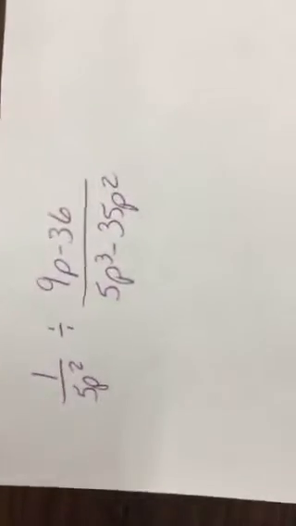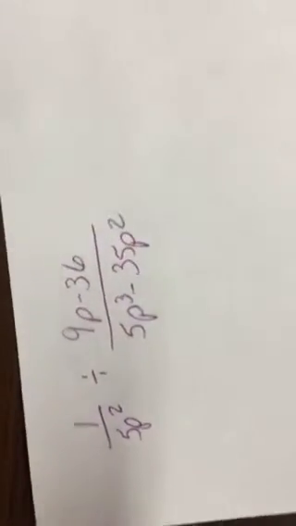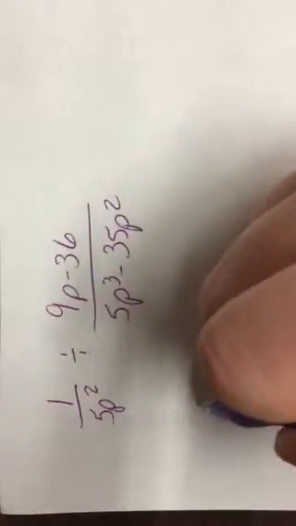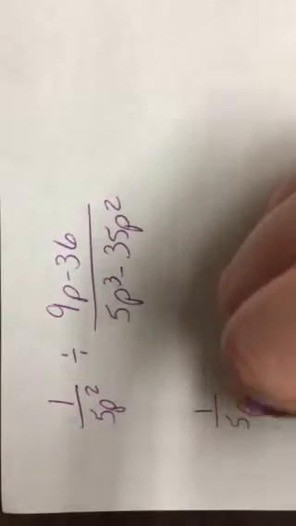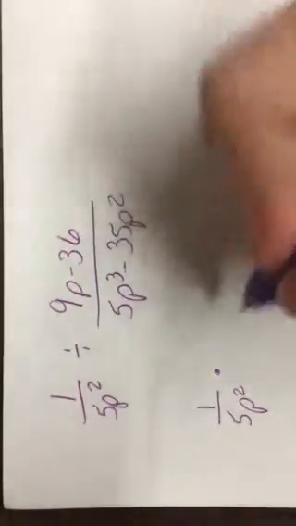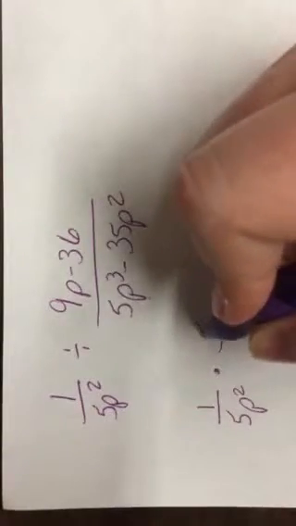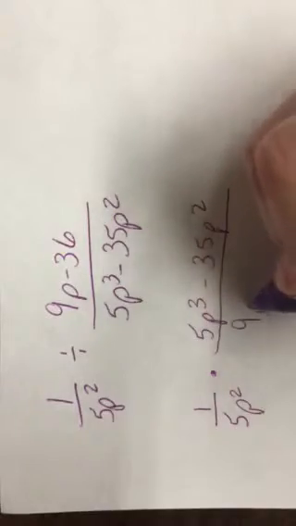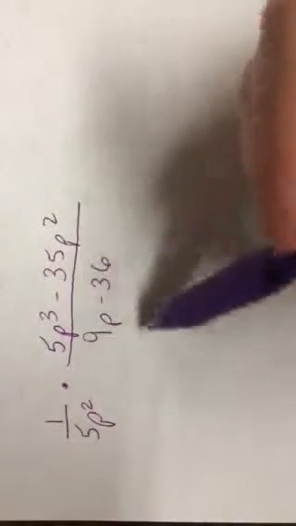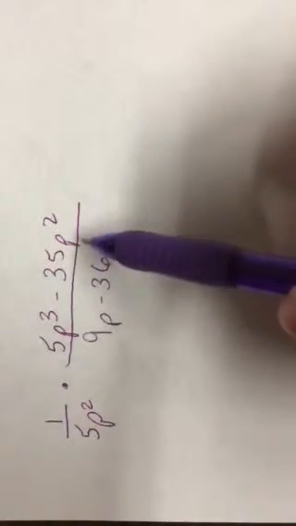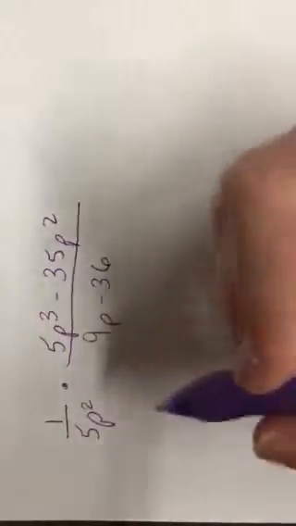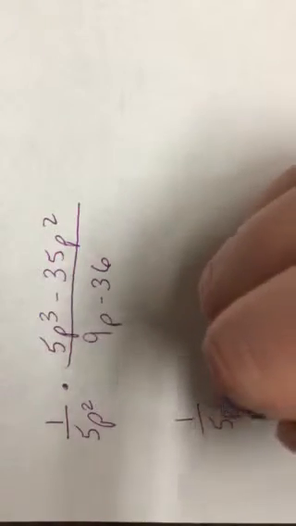All right, so here's another problem. You know, I'd give you one that hasn't been factored. So what we have to do first, write the first one down, change the sign to times, and then we're going to flip the second one upside down. All right, now we have multiplication. It is not factored, so we need to go ahead and do some factoring here. The 1 over 5p squared, we can't do anything with yet.